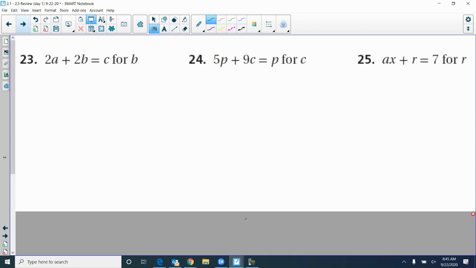23, 24, okay, 25, a little bit harder here. You gotta make sure we're paying attention. All right, Caitlin, what do you think for 23? What do you think your first step is? Minus 2a. Good. If we're solving for B, you want to subtract 2a. Tell me what to write. 2b equals negative 2a plus c, or c minus 2a. C minus 2a. Good. Now do what, Caitlin?